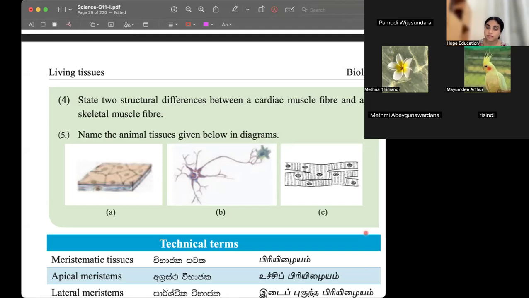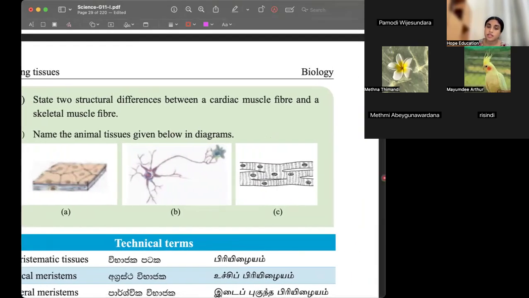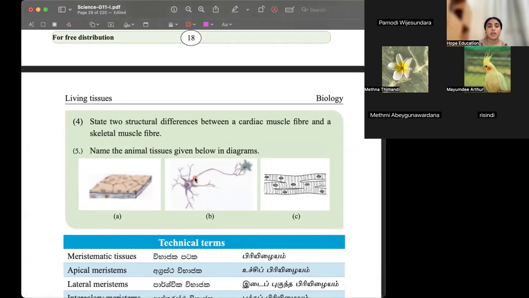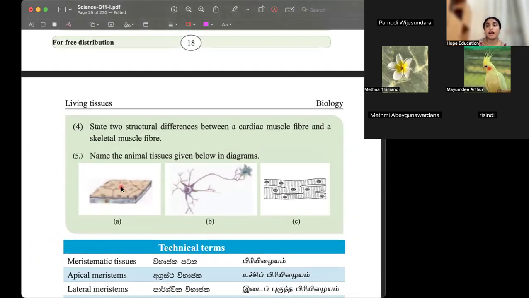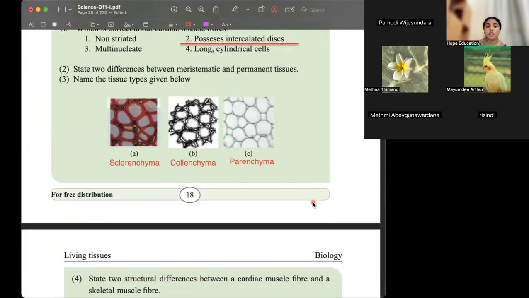Yes, nervous tissue. Then C? Yes, cardiac muscle tissue. Good. So in A we have epithelial tissue, in B we have nervous tissue, in C we have cardiac muscle tissue. So that is all for this part.